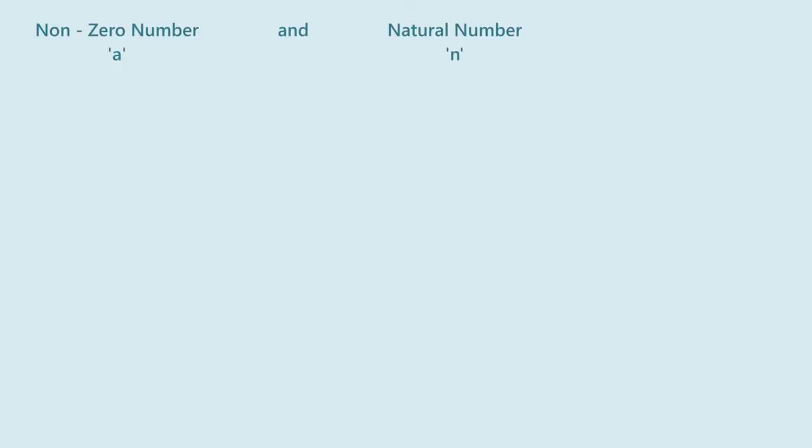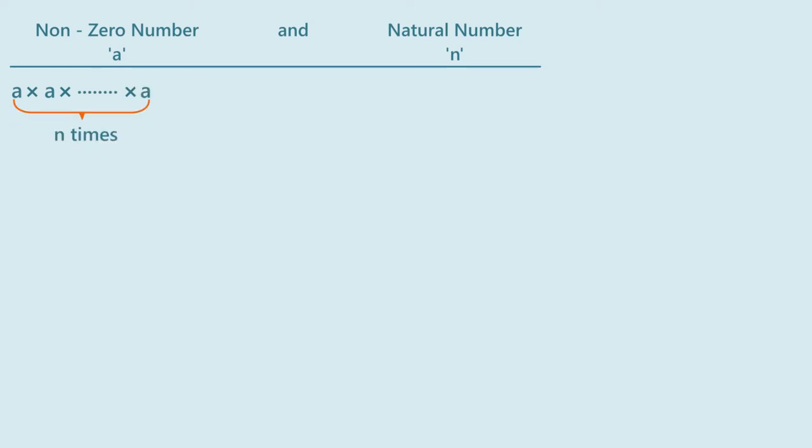Hello, we have already seen that for a non-zero number a and a natural number n, we represent a multiplied with itself n times as a raised to n in the index form. We have also seen basic rules of indices, which are a^n into a^m is equal to a^(m+n).